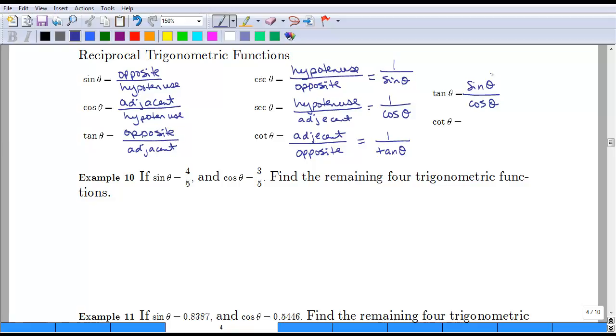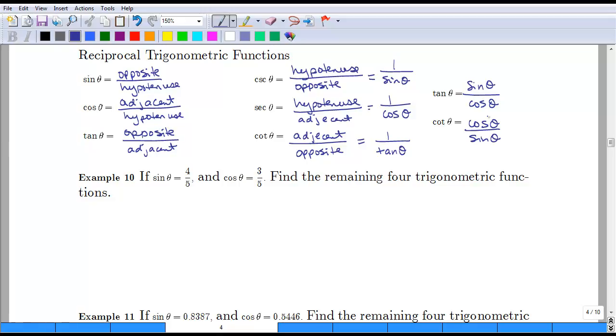Since cotangent is the reciprocal of tangent, we can just flip this ratio over and know that cotangent is going to be the cosine of theta divided by the sine of theta. So again, those are two other helpful identities when we're given certain information and need to find the remaining trig ratios. So, for example, if we are given that sine of theta is 4/5 and cosine of theta is 3/5, we want to find the remaining 4 trig functions.